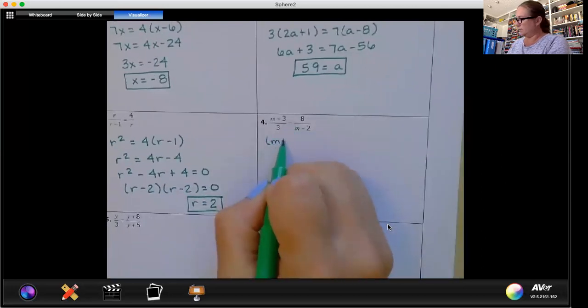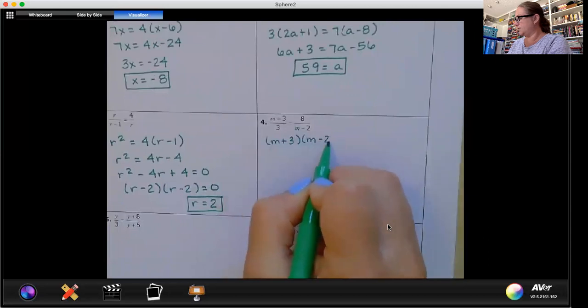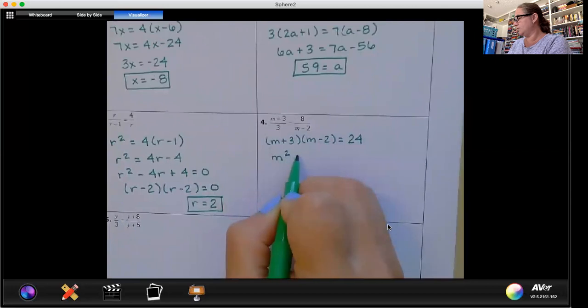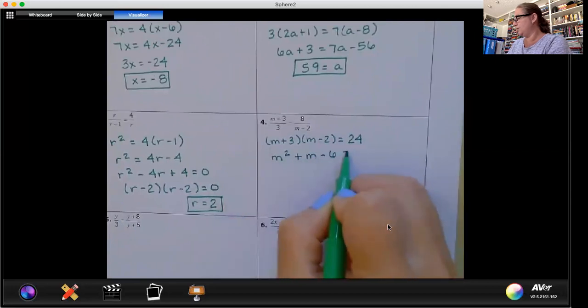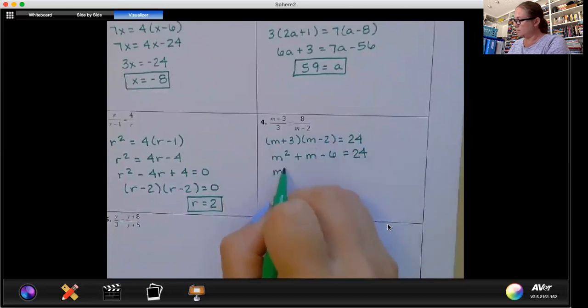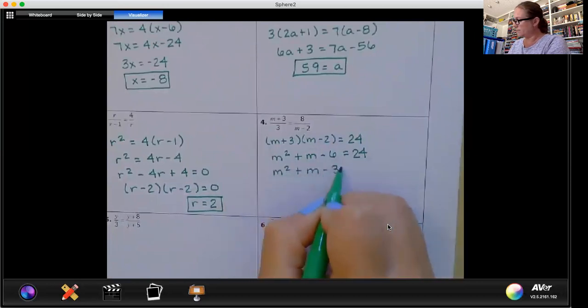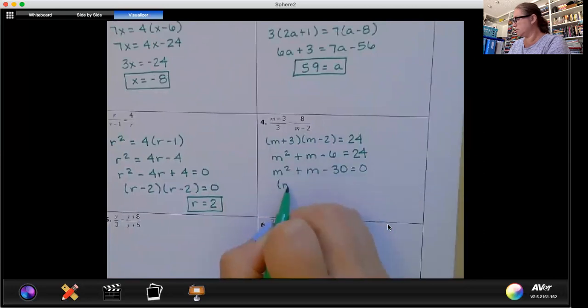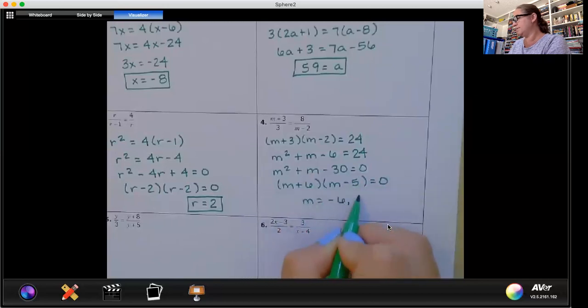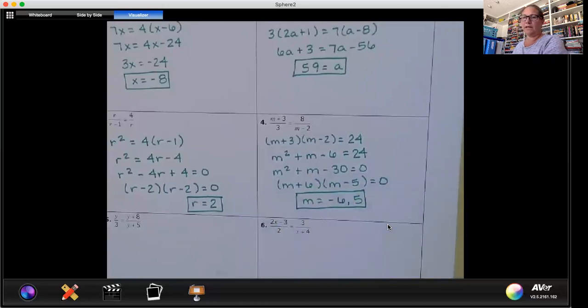And m plus 3 times m minus 2 equals 8 times 3, which is 24. You can do the fast FOIL, or you can just write the FOIL method out, whichever is easiest for you. Set it equal to 0, factor, and solve. And you get m equals negative 6 and positive 5, both of which will work. Neither will make the denominator 0. You can spot check that. There's no need to write anything down.